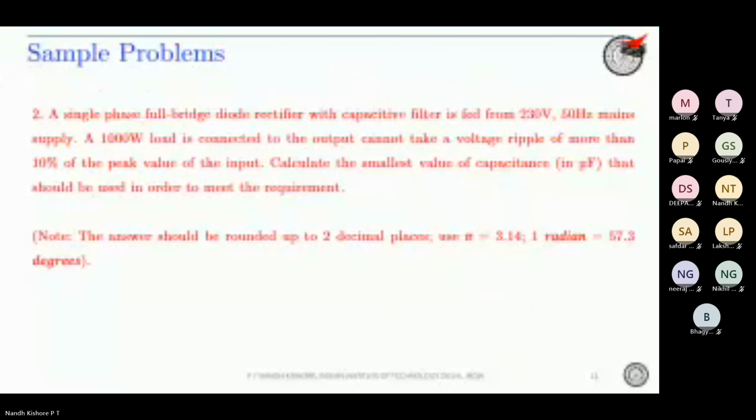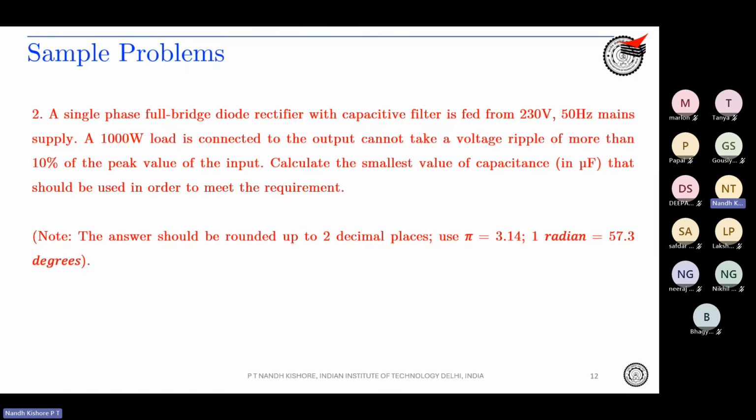So we'll go to the next problem. The next problem is single phase full bridge diode rectifier with capacitor filter fed from 230 volt 50 hertz main supply. 1 kilowatt load is connected to the output. It cannot take a voltage ripple of more than 10% of the peak value of the input. Calculate the smallest value of capacitance that should be used to meet the requirement. Okay, so this is a DBR rectifier.